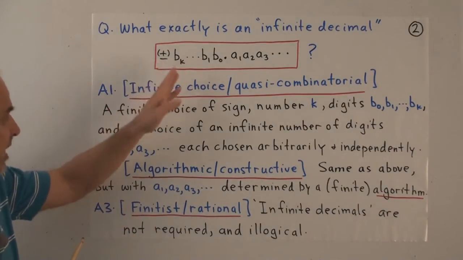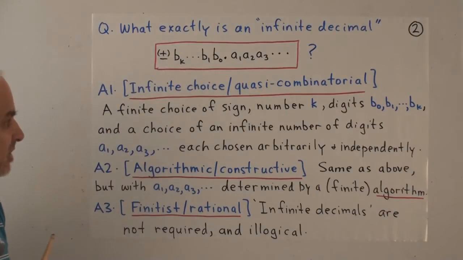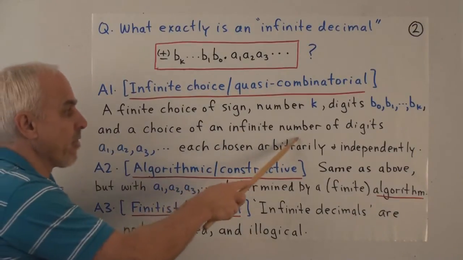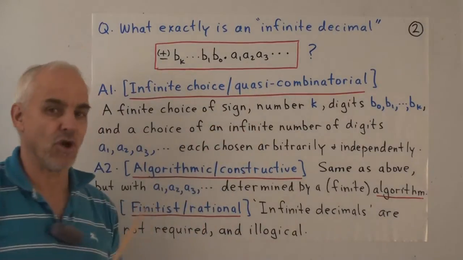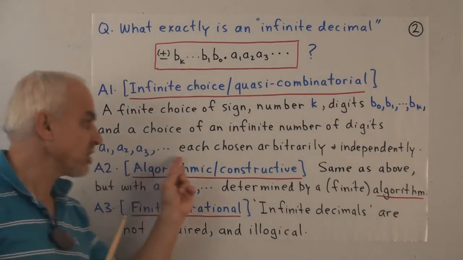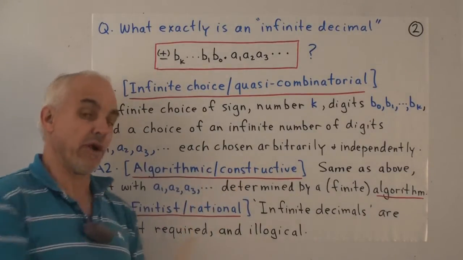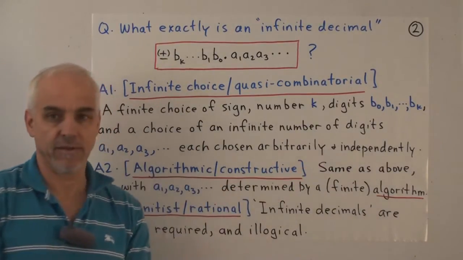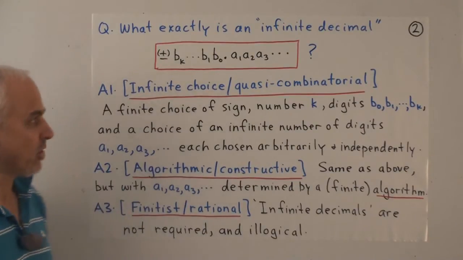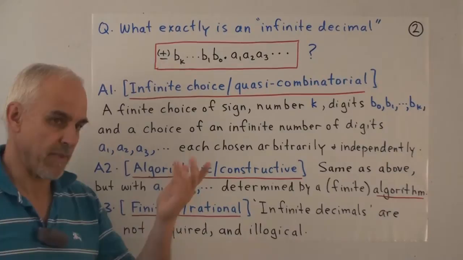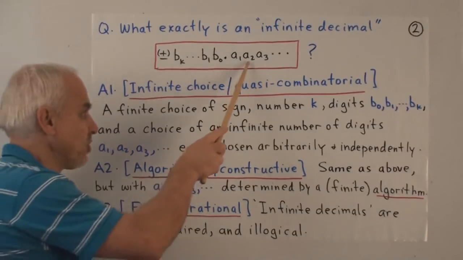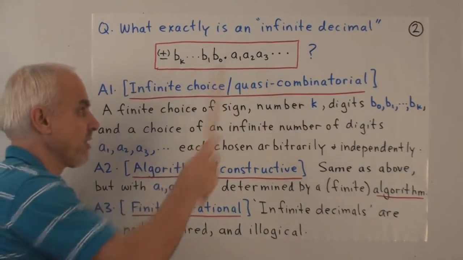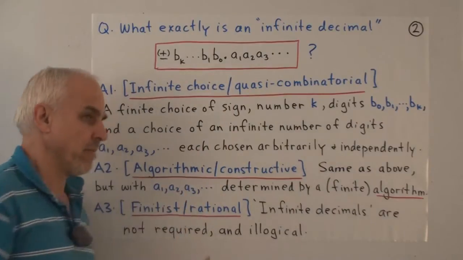Okay, so you've chosen the sign, you've chosen k, you've chosen a certain number of digits to the left of the decimal point, and now you need to choose an infinite number of digits, a1, a2, a3, and so on, to the right of the decimal point. And these digits can each be chosen arbitrarily and independently. So you choose digit a1. Make up some number, some digit between 0 and 9, let's say 5. And then you choose a2, say 3. And then you choose a3, say 7. And then a4, maybe that's 7 as well.